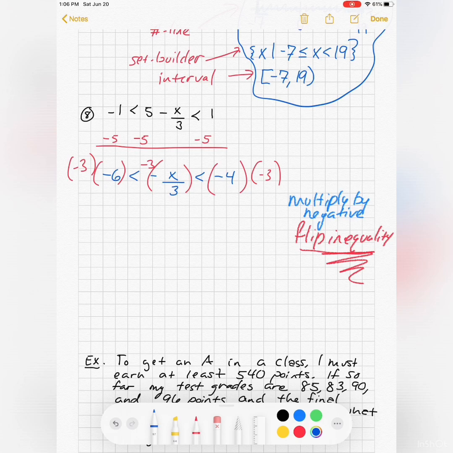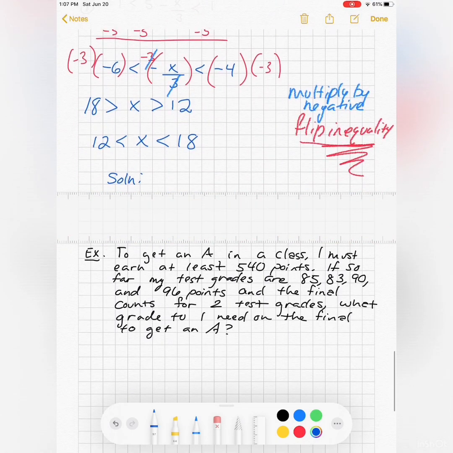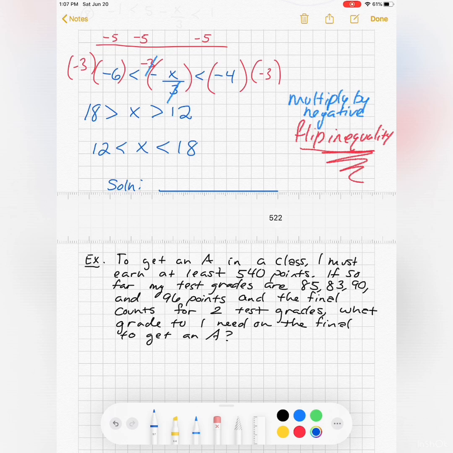Okay, so where does that land me? So negative and negative, positive 18, greater than, let's see, the -3's cancel, x greater than 12. So that's the same as saying 12 is less than x is less than 18. So now I can write out the solution in 3 different notations.